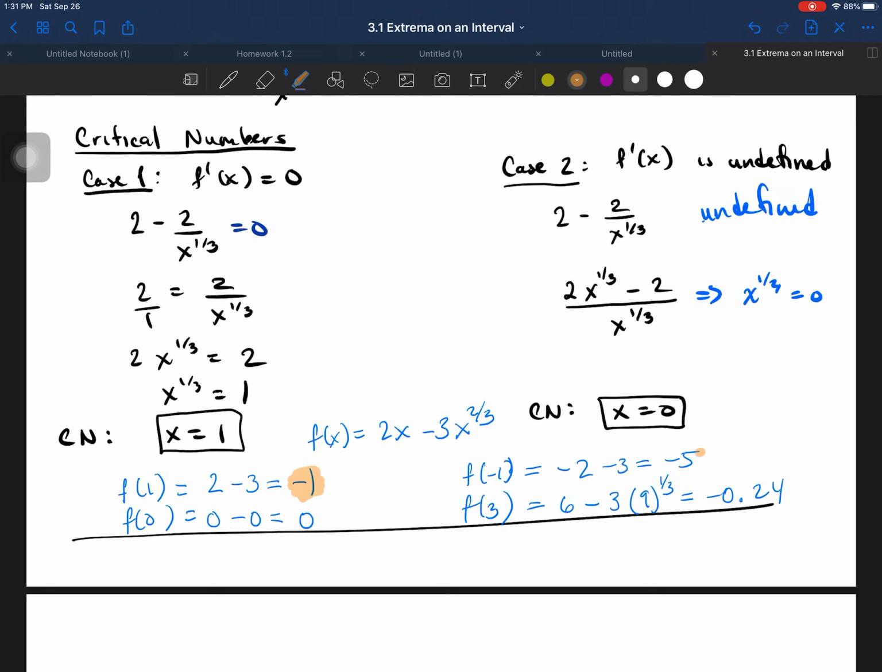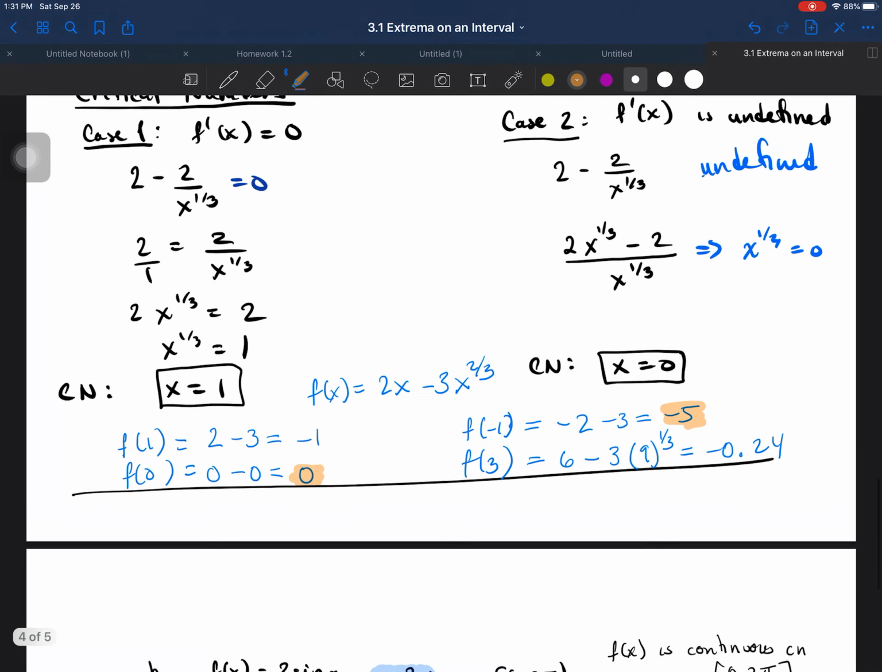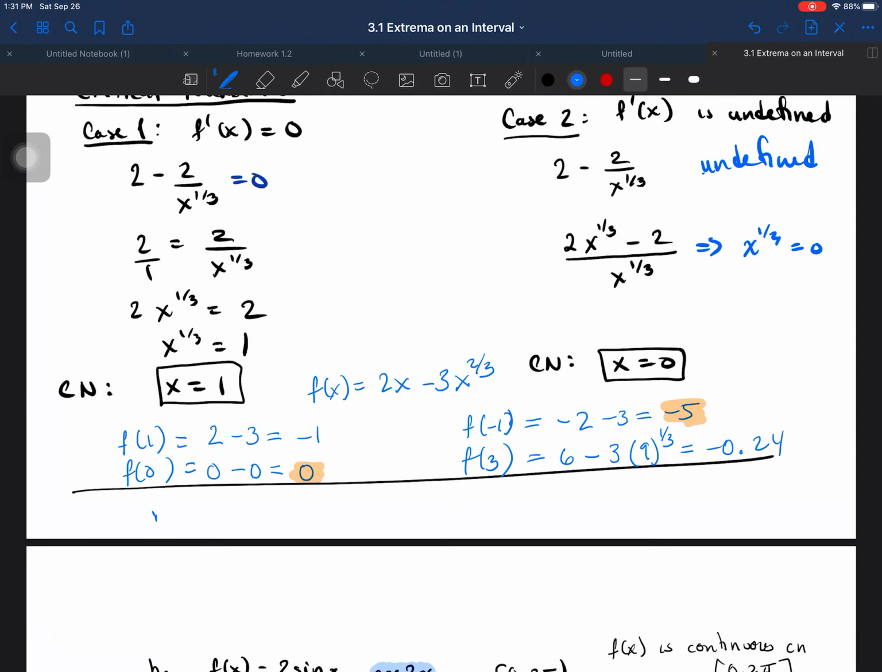So we clearly see that the minimum value of this function is, oh no, sorry, that's not lowest, actually this is the lowest. And this is the highest, right? Because the other numbers are negative. So that will be the highest point. So the relative max is 0 at x equals 0. Relative min is -5 at x equals -1.